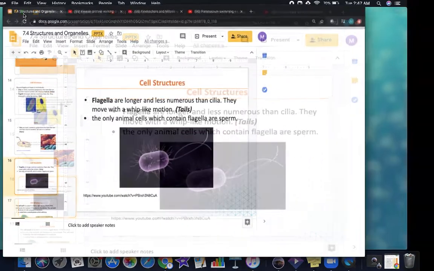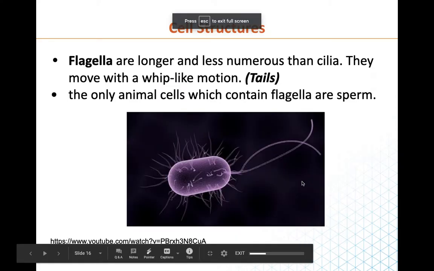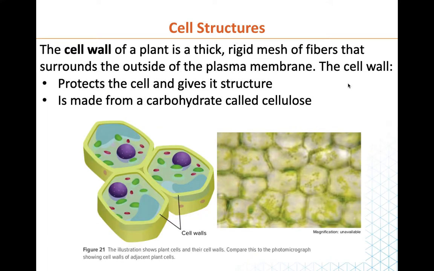All right? So cilia are the hairs on the outside of the cell that allow it to move, and flagella are the tails. A lot of cells have one or the other, but some bacteria, like the one that you're looking at in this image, have cilia and flagella. All right.